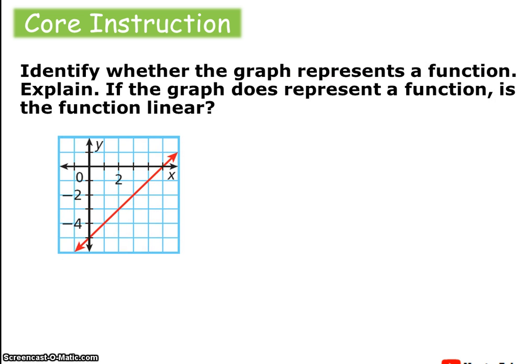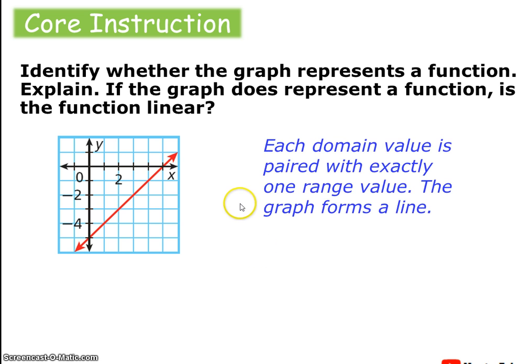So we're going to identify whether this graph represents a function, and then you need to explain it. If it does represent a function, tell me if the function is linear. So we see here that every x value has exactly one y value, and we know that by using the vertical line test. So it appears to be a function, and that function creates a straight line, so this does indeed appear to be a linear function.